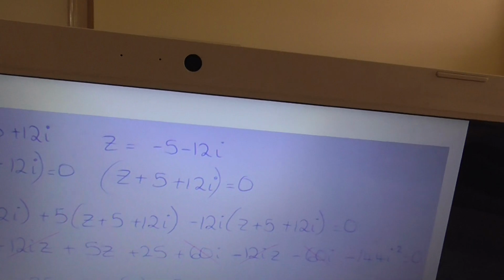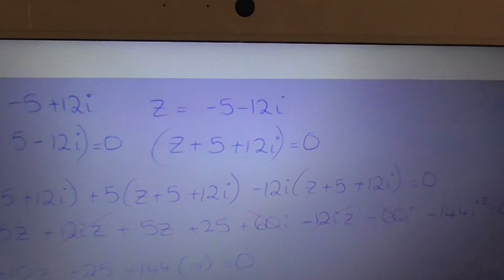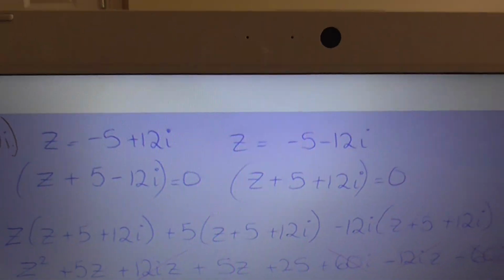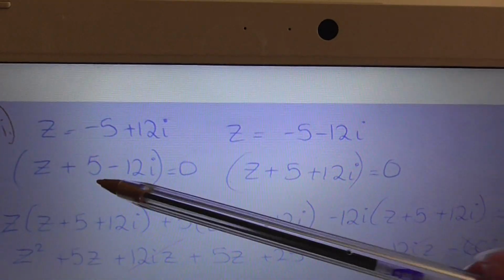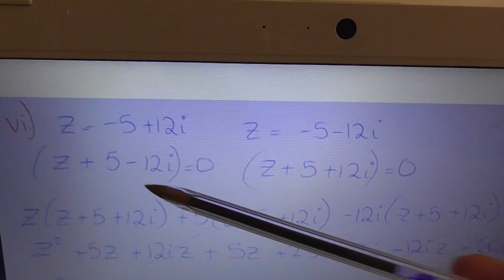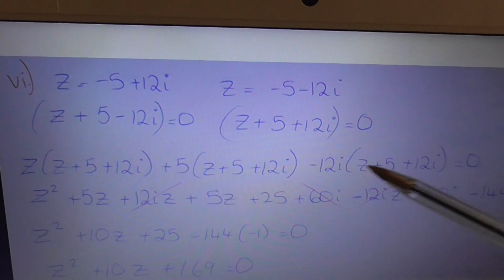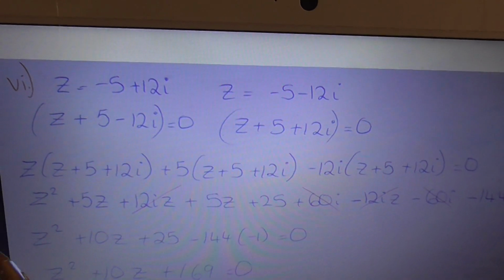Part 6 of question 11. Minus 5 plus or minus 12i are the two roots. Okay, so if they're my roots, work backwards, then they're my factors. Bring everything over to the equals, change signs. I'm now multiplying those two factors together, so you're splitting the brackets. Alright, watch your signs now when you're multiplying things out.